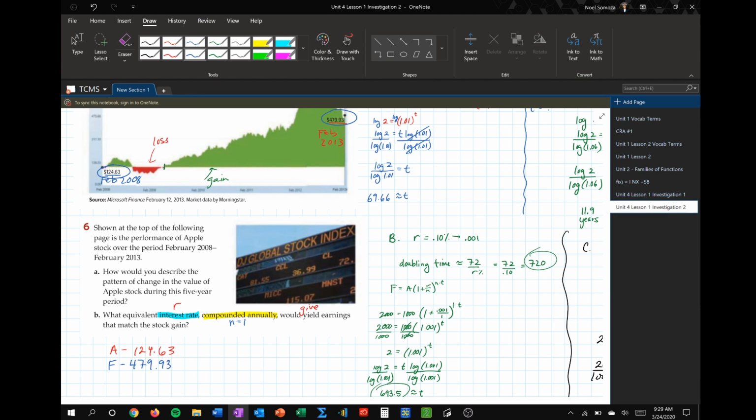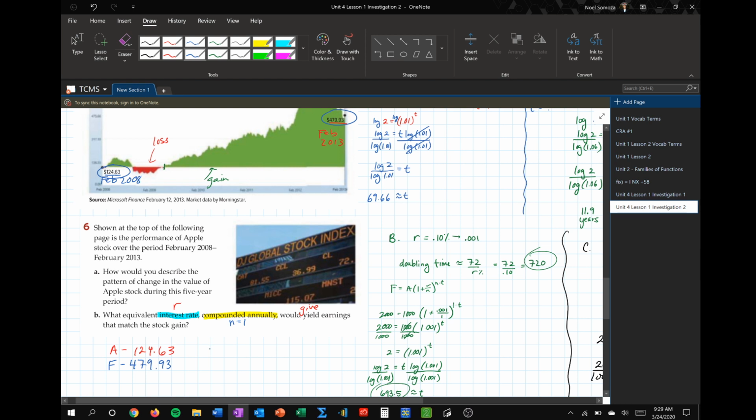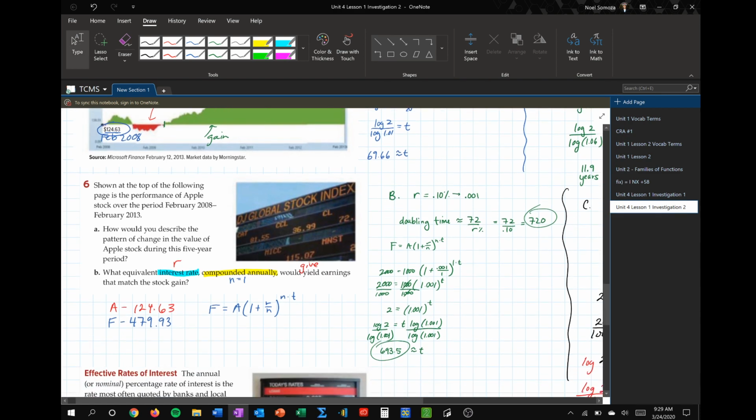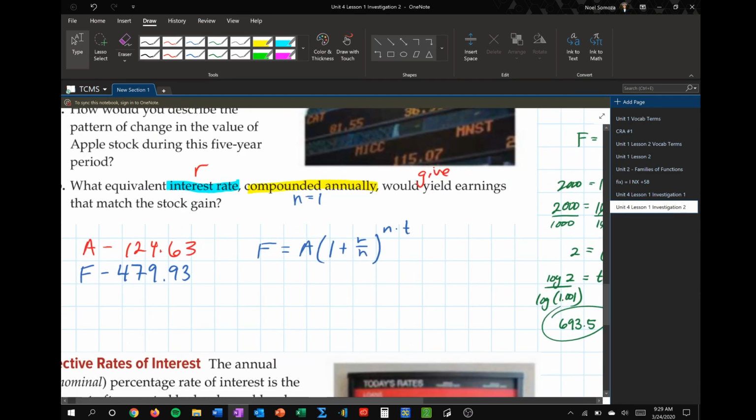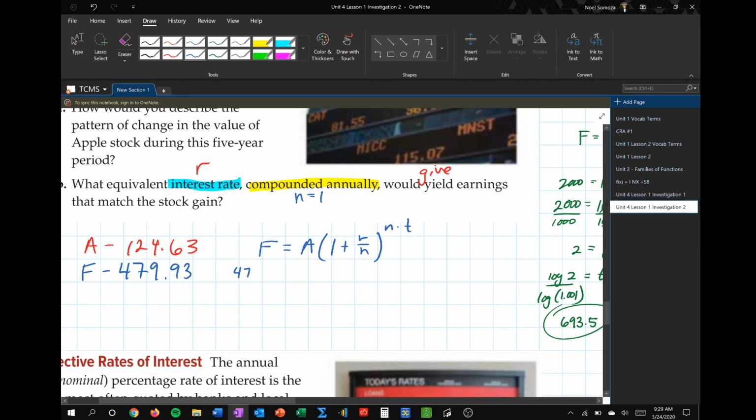Okay, so let's use the compound formula. Compound interest, F equals A times (1 plus R over N) to the N times T. All right, so you can start plugging in what you know. You know that the final value is $479.93. You know that your initial investment was $124.63. You know 1 stays the same, plus what you don't know right now is the rate, right? So you can leave R alone. You do know that N is equal to 1, so you can put a 1 underneath.